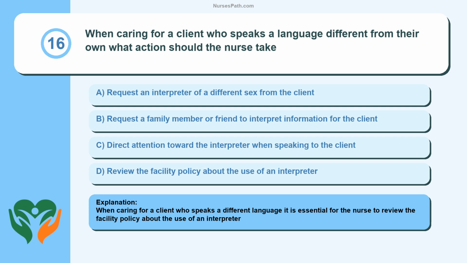When caring for a client who speaks a different language, it is essential for the nurse to review the facility policy about the use of an interpreter.